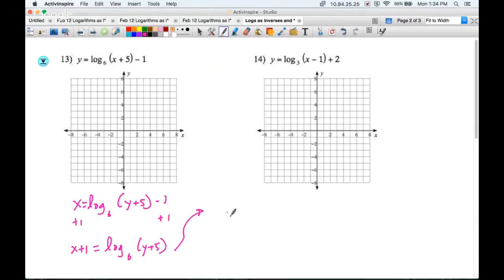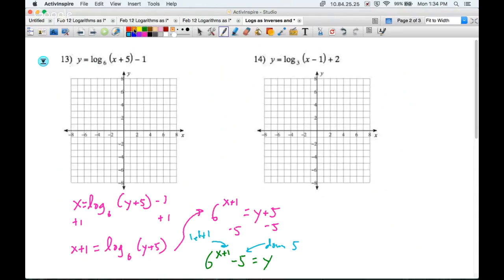And rearrange this, make it 6 to the power of x plus 1 equals y plus 5, minus 5 from both sides. And I get 6 to the x plus 1 minus 5 equals y. So this has got two transformations. That minus 5 is going to move us down 5. And that plus 1 will move us left 1. It's kind of always the opposite of what you think.